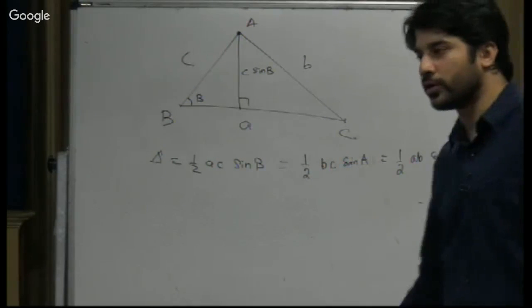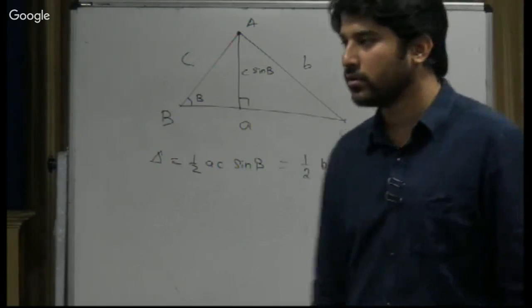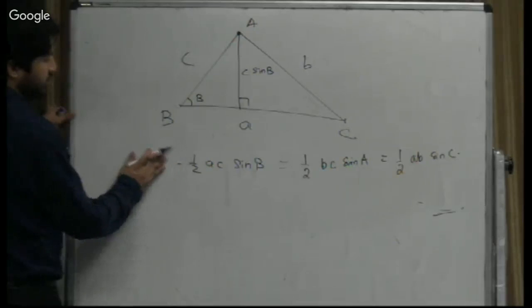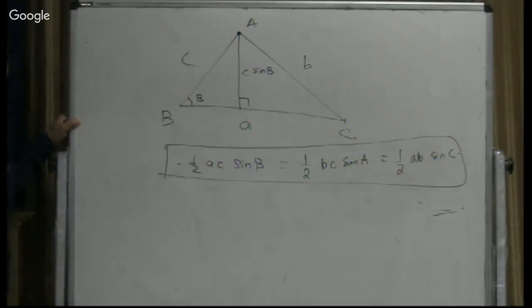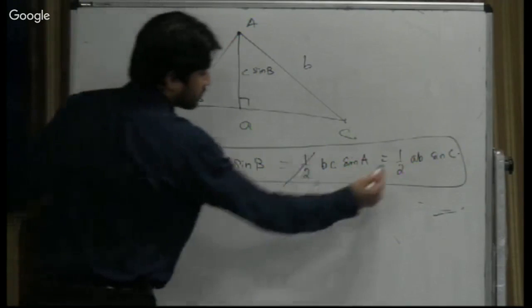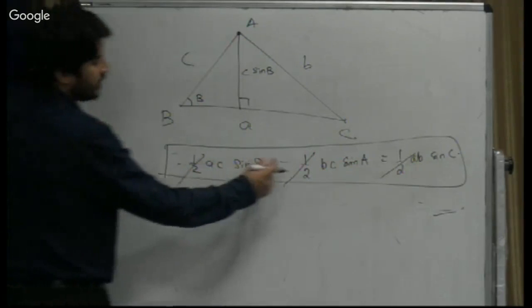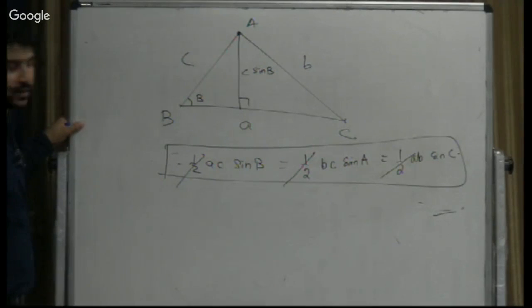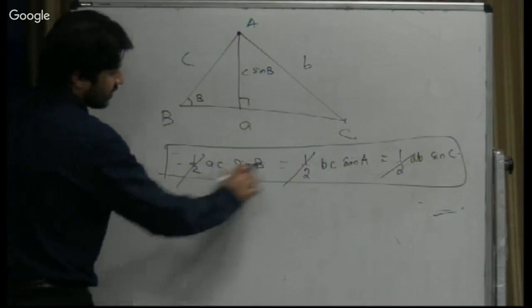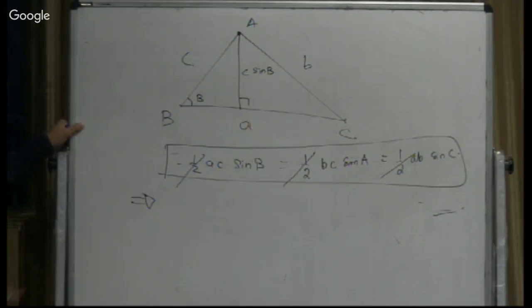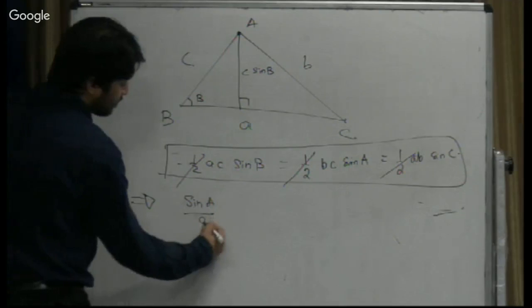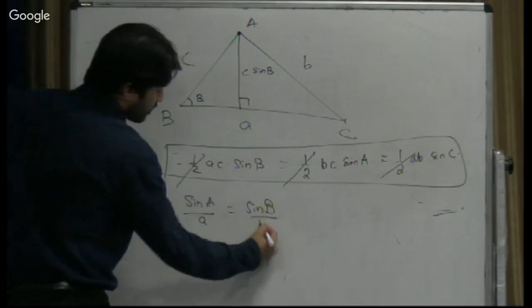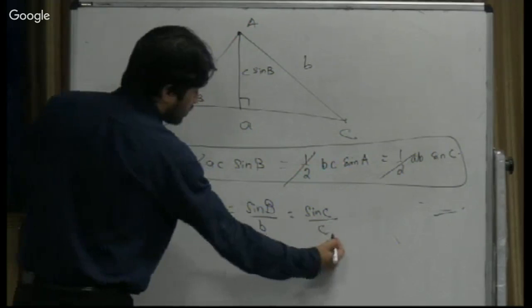Now we are actually going to the most important property called sine rule. अब इसी से हम sine rule निकालते हैं. कैसे? I know these three equations, right? So I can cut off this. So I have AC sine B, BC sine A, and so if I divide all the three things by ABC, what will we get? Sine A by A is equal to sine B by B is equal to sine C by C.